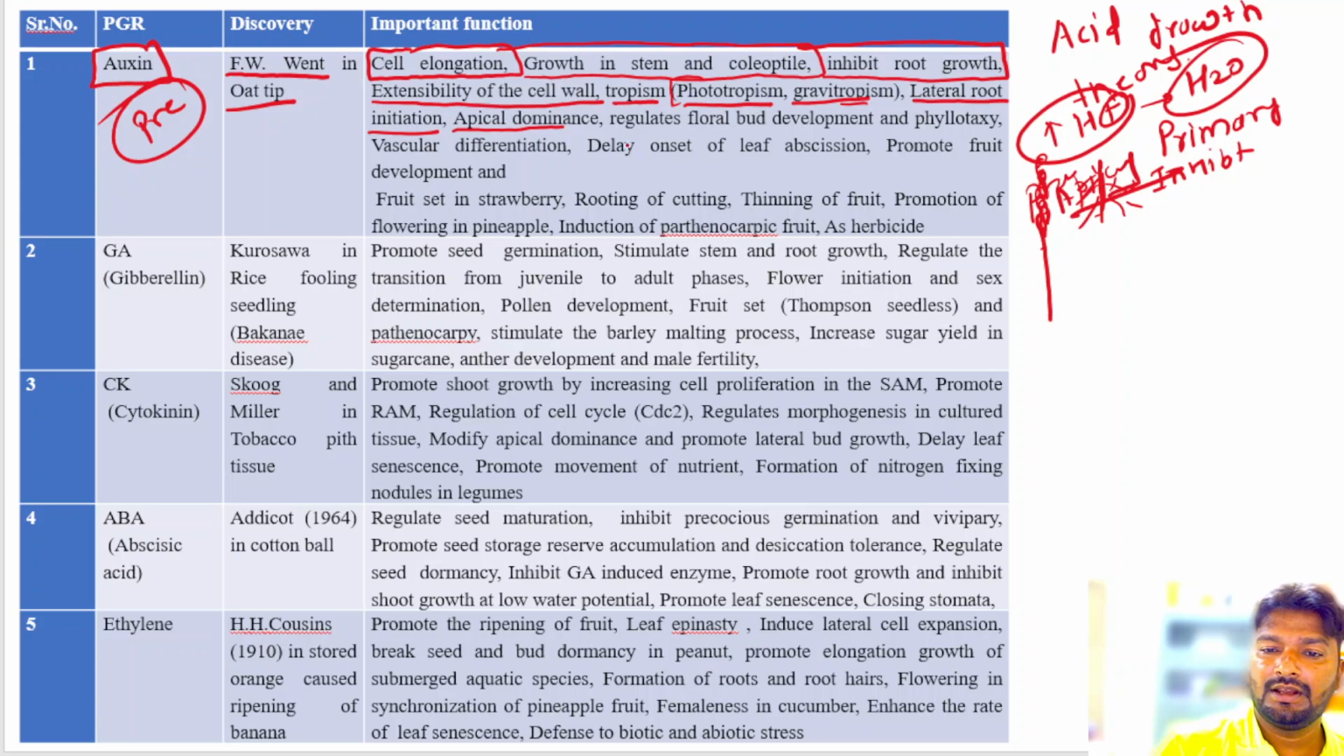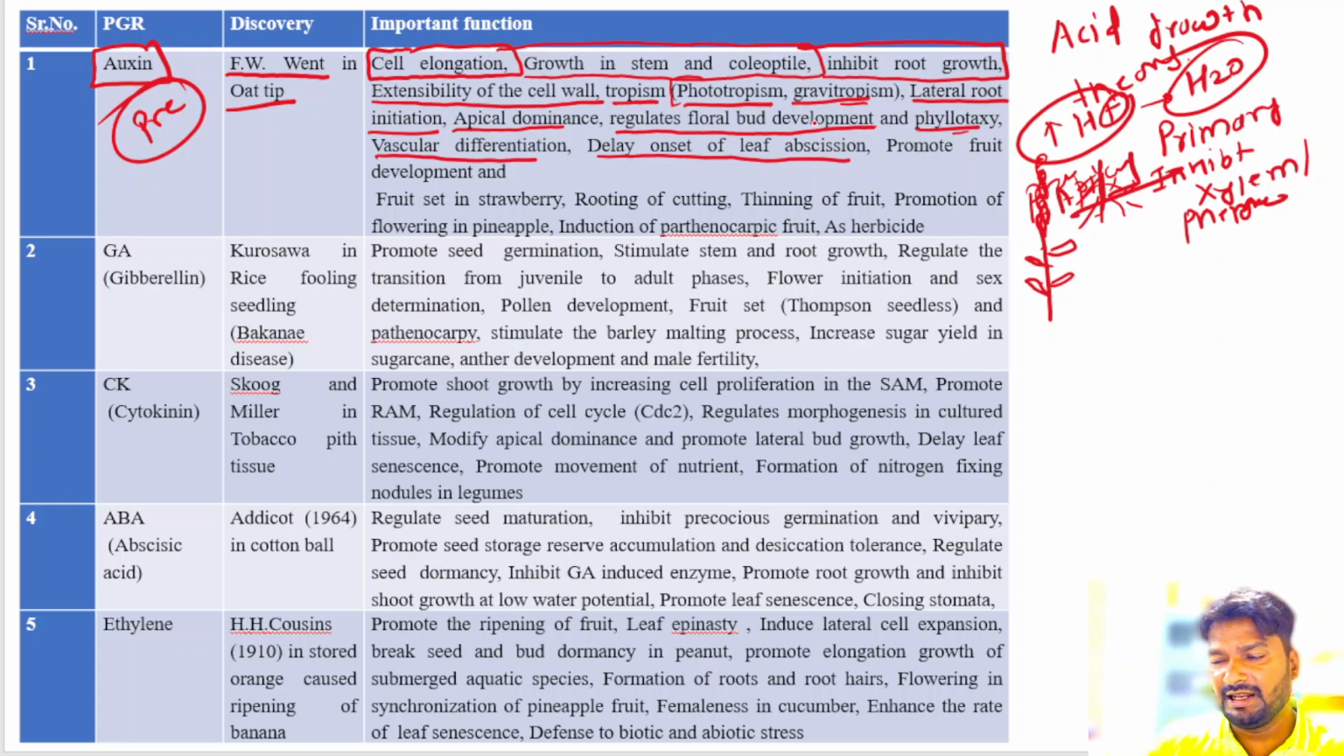Okay, it regulates floral bud development and phyllotaxy. Phyllotaxy is the arrangement of the leaves on the stem. So this is also determined by auxin. Next, vascular differentiation. So it differentiates between the xylem and phloem. Then it delays the onset of leaf abscission. So this hormone delays the process of abscission. Okay. Then it promotes fruit development and fruit set in the strawberry.